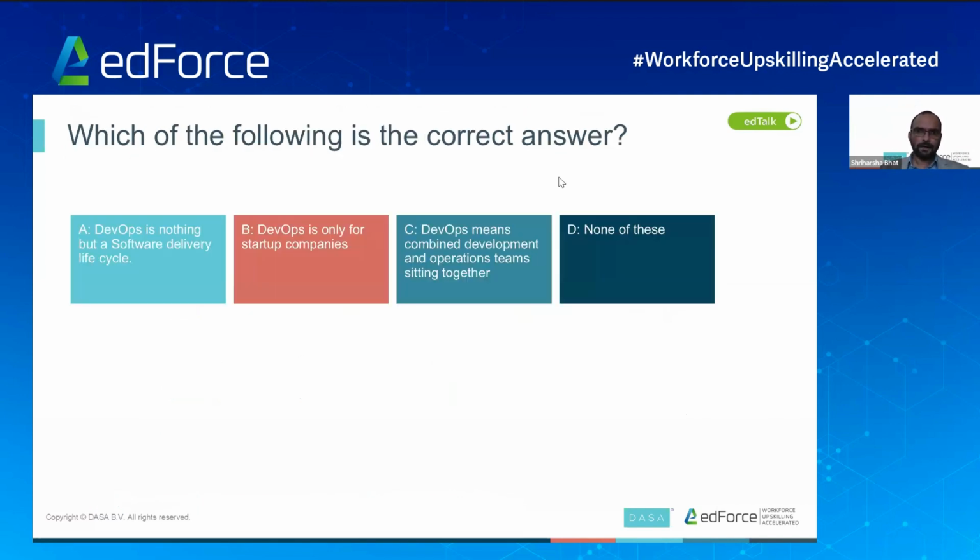Okay. So I have one question for you here. Is it possible to type it? Maybe. Which of the following do you think is the correct answer from your perspective? I'm sure the people on this call are aware of DevOps, and if you have already heard of it or are trying to practice it, what do you think? DevOps is nothing but a software delivery lifecycle. DevOps is only for startup companies. DevOps means combined development and operations teams sitting together. Or none of these.